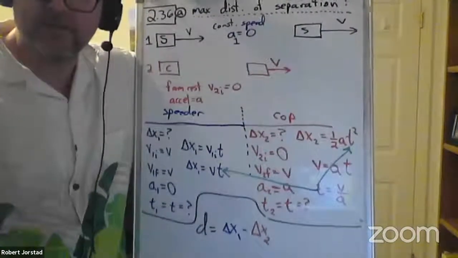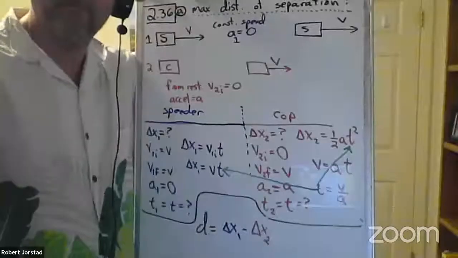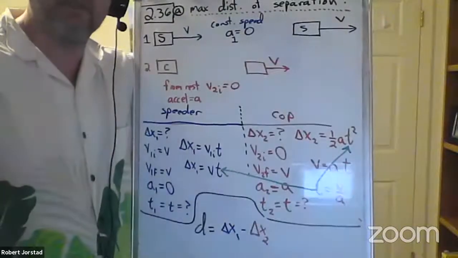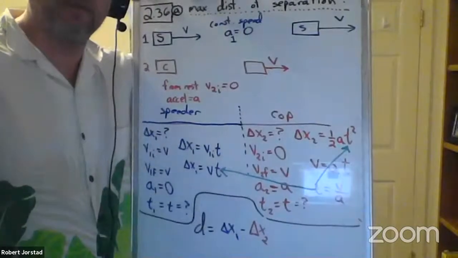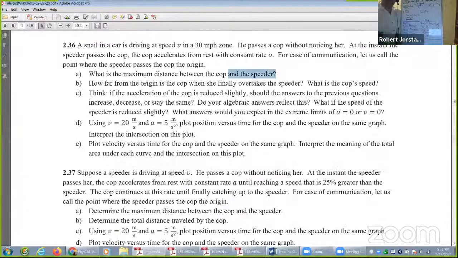Let me get out of the gallery view here. Any questions? Okay. Now, I think there's other parts of this problem. Maybe let's take a look at that. Let's see what else is there. Okay, so that was all part A. Next. How far from the origin is... Okay, so basically this one.